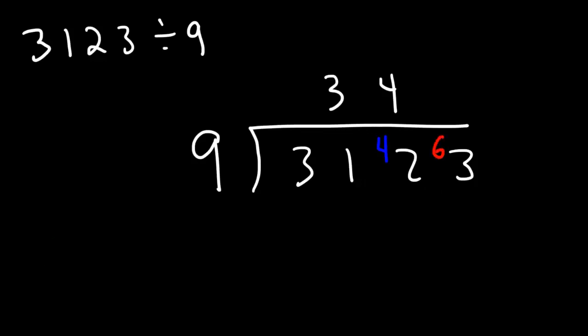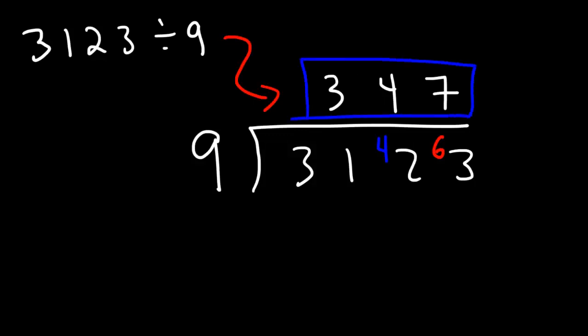Now how many times does 9 go into 63? 9 goes into 63 7 times. And it's exactly 7 times with no remainder. And so 3,123 divided by 9 is equal to this answer, 347. And so that's another example of how to do short division.